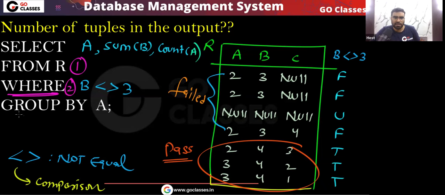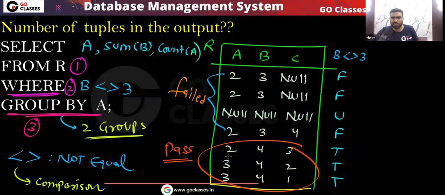Is this clear? Now you are doing grouping by A. This is your next step. How many groups? Two groups. One group is this, another group is this. So now two groups are created.